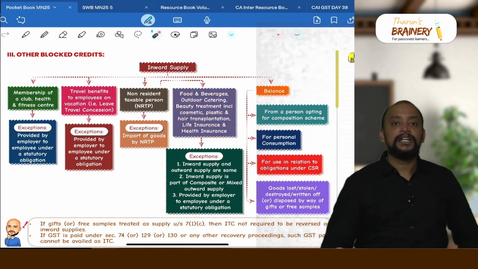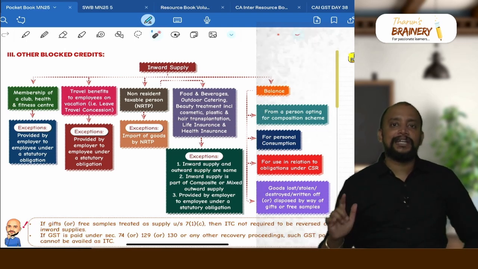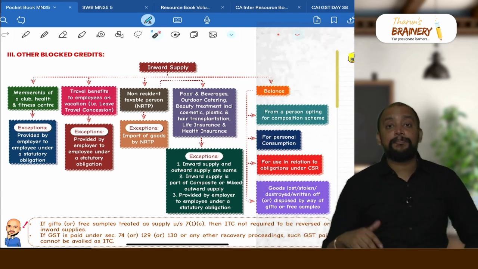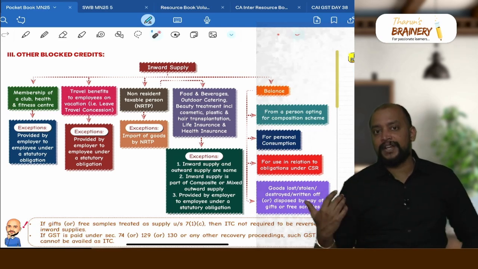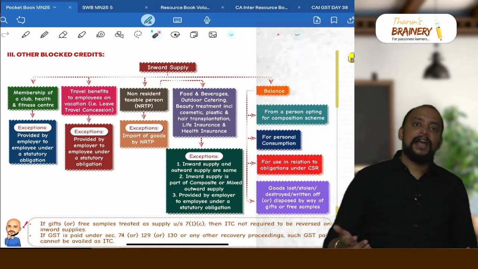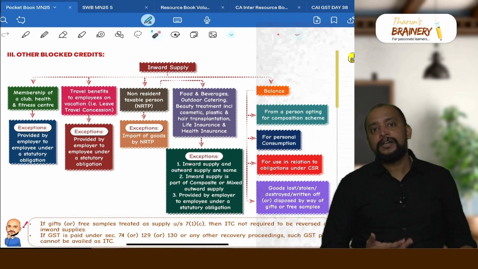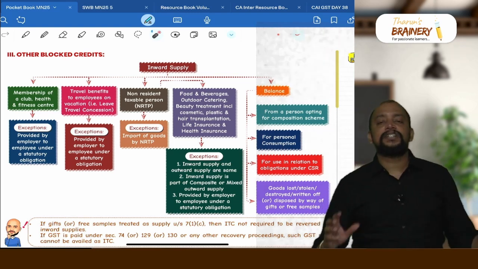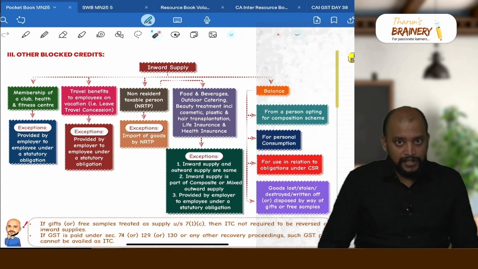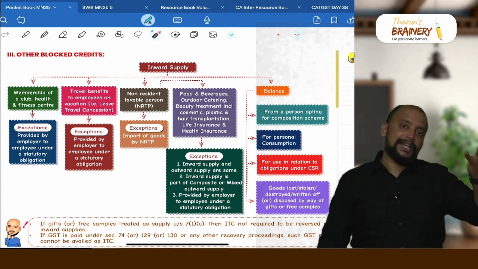What are the exceptions? If the inward supply and outward supply are in the same category, we can take ITC. If the inward supply is part of the outward supply, then also we can take ITC. If it is under a statutory obligation, we can take ITC. Under the Factories Act, as a mandatory obligation, if they have received outdoor catering to provide food to their workers, they can take ITC. If there is a person who is in the business of transportation of passengers, if they receive food and beverages, they can take ITC.